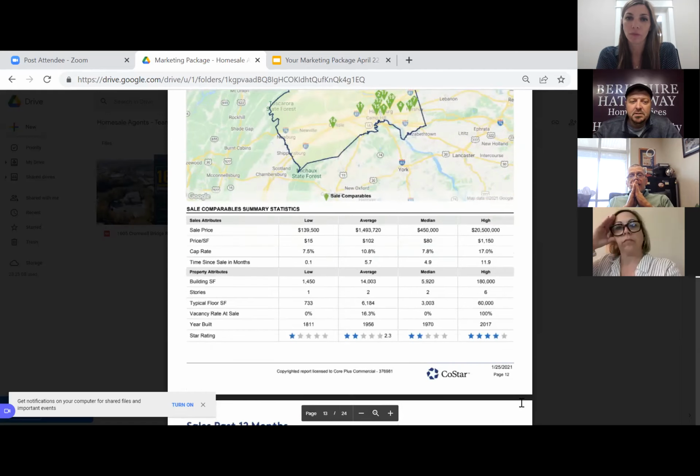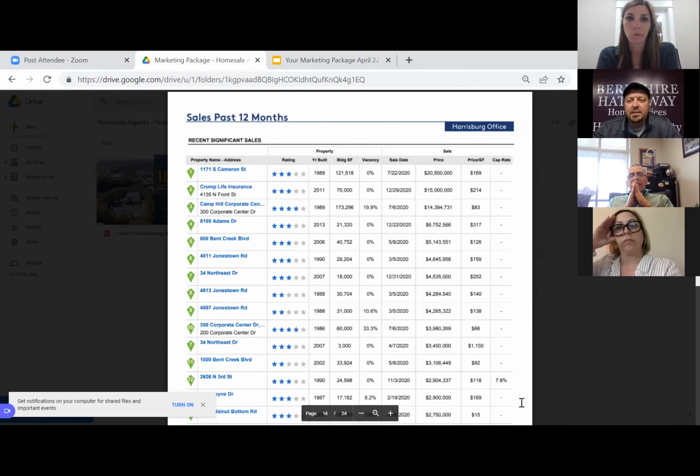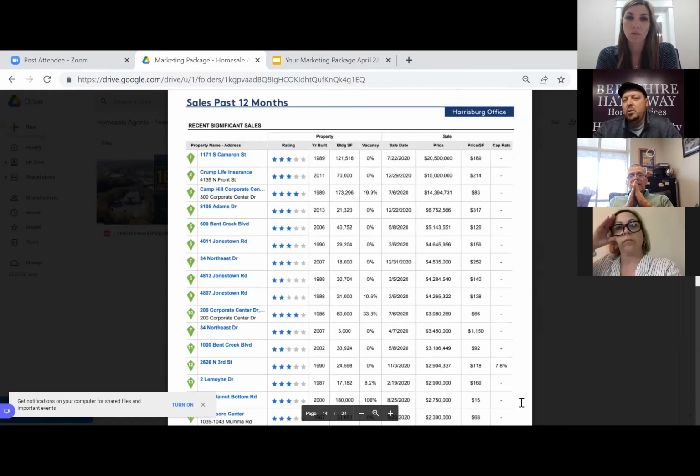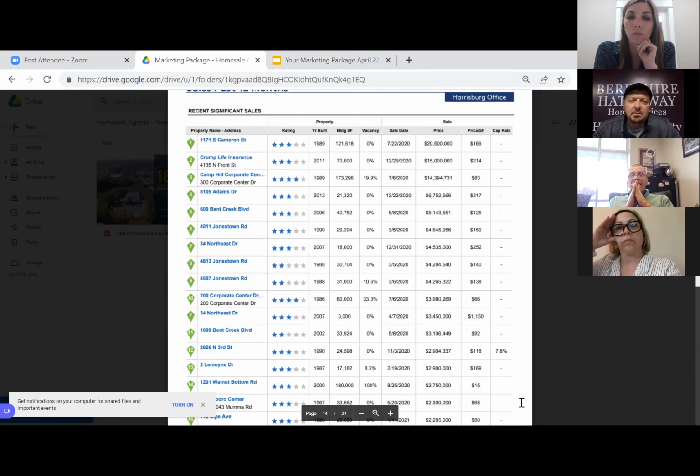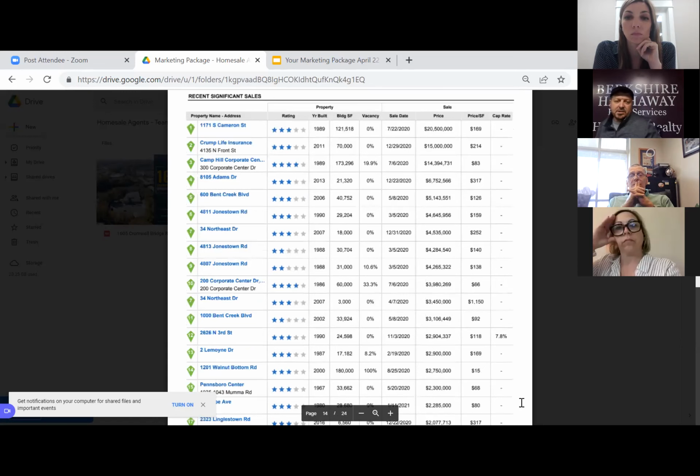Okay, moving on. Sales comps, not unlike what you're going to do in your residential world. We just look at different data. Instead of bedrooms, bathrooms, that kind of stuff, we look at building square footage and vacancy rates and the price. Looks like South Cameron Street sold for $20.5 million. That seems fun. So some pretty good significant transactions there.